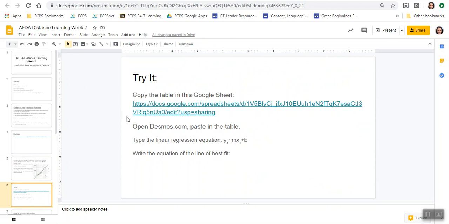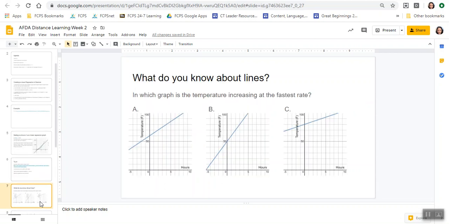Alright, so if we were in class, we would try it with another Google Sheet, but you don't need to use this Google Sheet. You can just do it with the data that you select. So just reviewing a little bit more about lines, I want you to take a minute and see if you can figure out in which graph the temperature is increasing at the fastest rate. So you're choosing A, B, or C. Pause the video while you think about it.